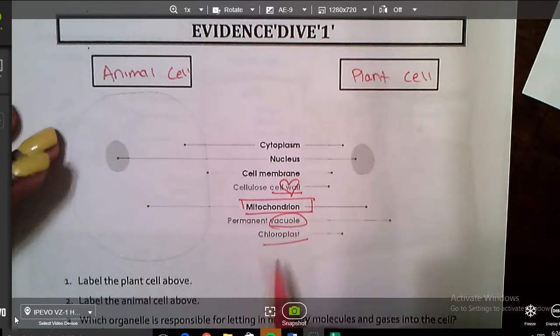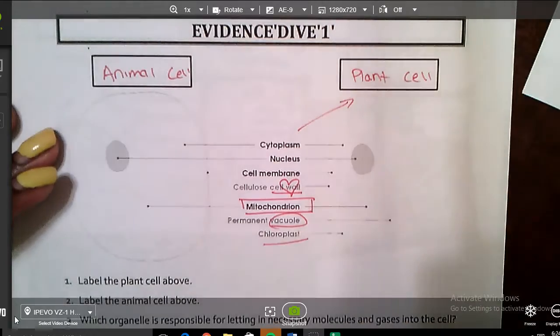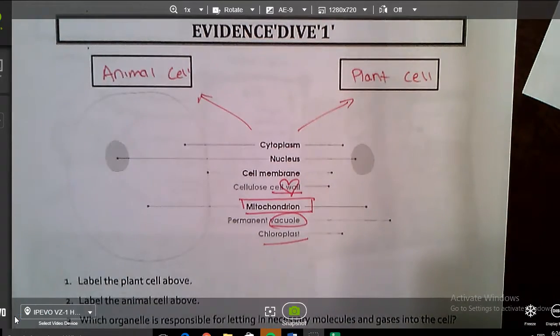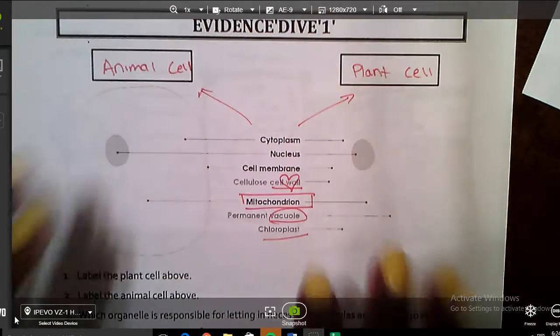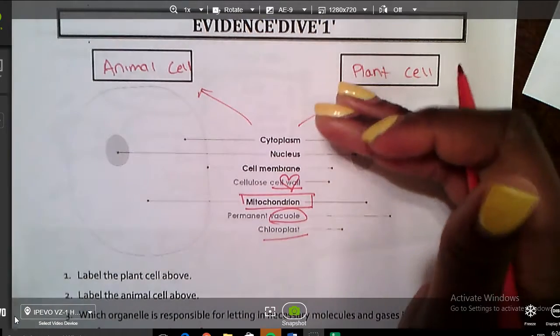So I see that the chloroplast is pointing this way. The cell wall is pointing this way. So I know that this is the plant cell and this is the animal cell. If you got this right, I need you to know that that's huge. All right, this is one of the most important pieces for our exam on Tuesday. So if you already got that right, I'm proud of you. Excellent job. Let's keep going.